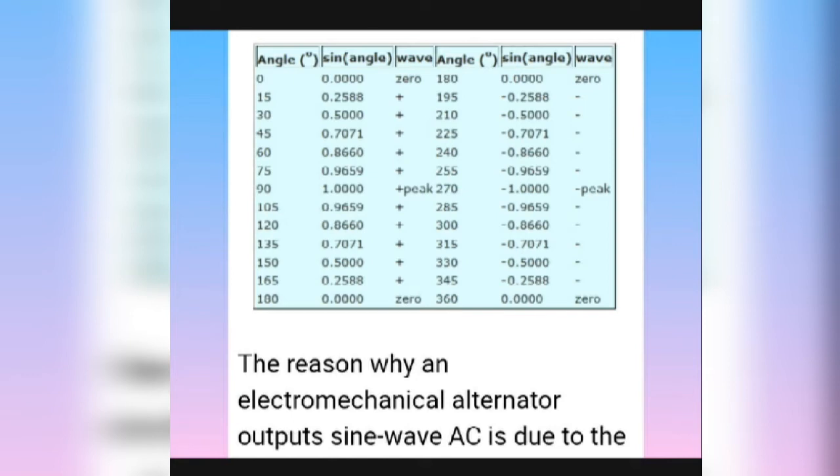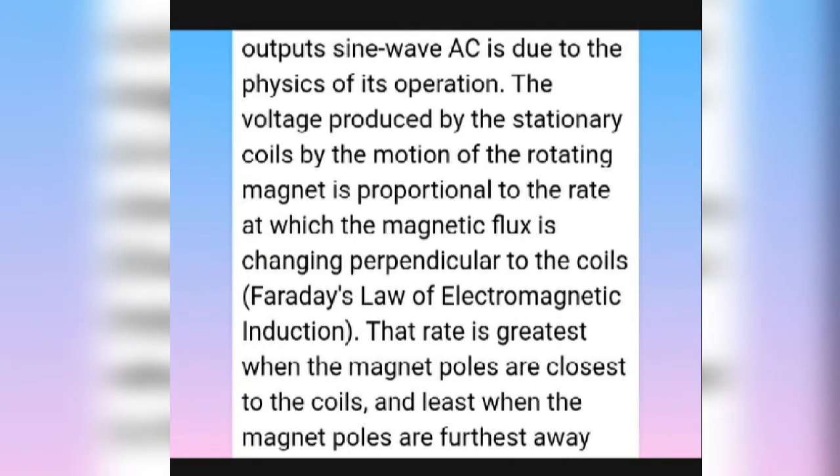These angles will differ according to the wave's function and time frequency. The reason why an electromechanical alternator outputs sine wave AC is due to the physics of its operation. The voltage produced by a stationary coil, by the motion of a rotating magnet, is proportional to the rate at which the magnetic flux is changing perpendicular to the coil.